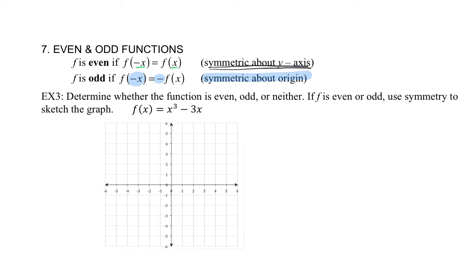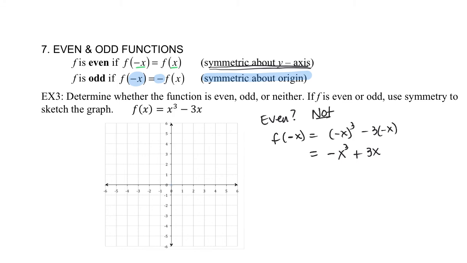Okay, so if I'm trying to graph this, it's helpful to think about symmetry. So I'm just going to double check, is this even? Okay, and all I have to do is just do the opposite of my input, plug that in, and just see what happens. Okay, cubing a negative makes the whole thing negative, and then negative times negative would make it plus 3x, which is not the same as my original function, so this is not even.